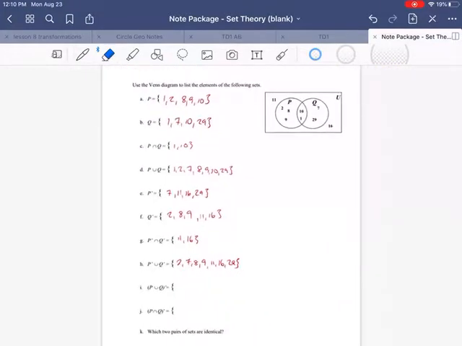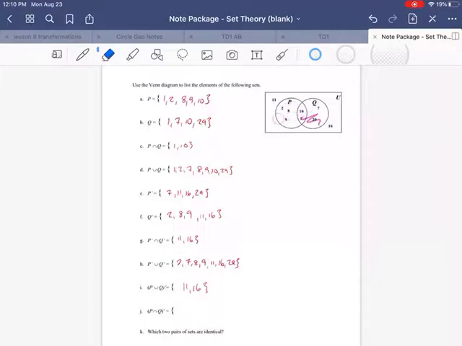What else we got? The complement of P union Q. Let's think, what's P union Q? The union of P and Q is going to be all of those things. What's the complement? What's left? The only numbers that are left are 11 and 16.